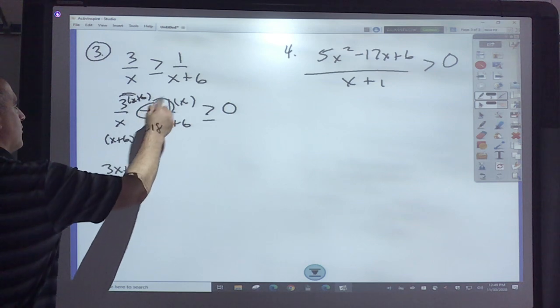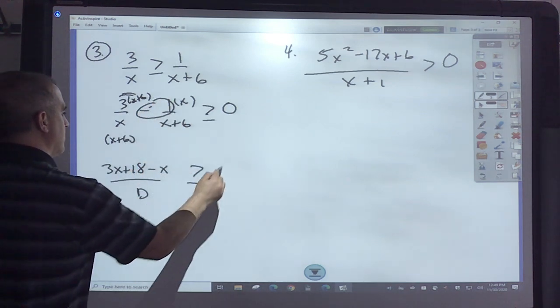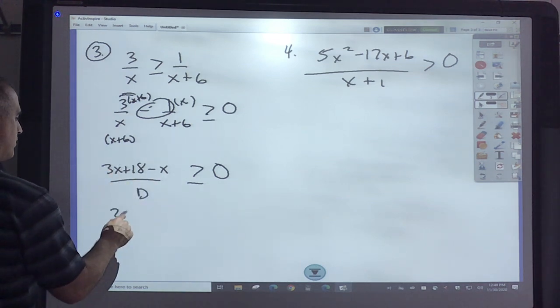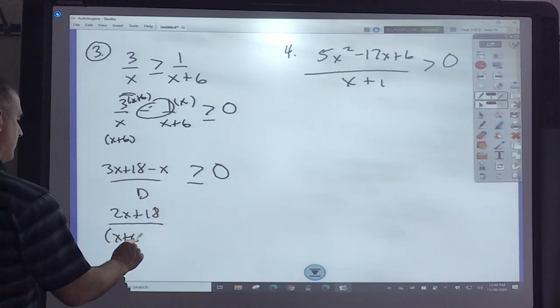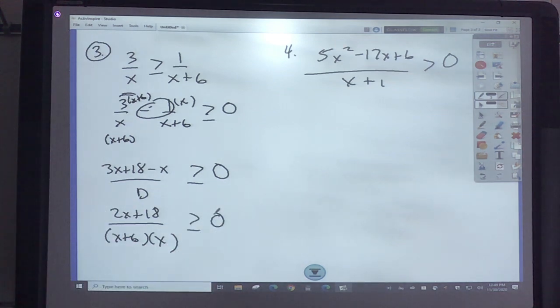Now I treat this as a -1. -1 times x would be -x, all over my common denominator. Okay? All right? So what I'd have, when I combine those, would be (2x plus 18) over (x plus 6), and x greater than or equal to 0. Okay?